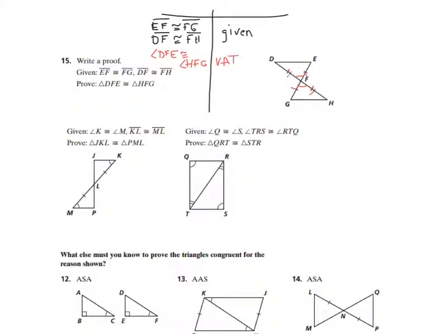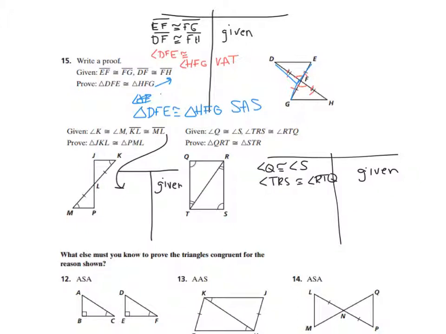So this is enough already. I have a side angle side situation. So I'm going to copy this down. Triangle DFE is congruent to triangle HFG by side angle side. I don't have much space, so I just was lazy and I wrote my arrow down. And my angles inside are already marked.